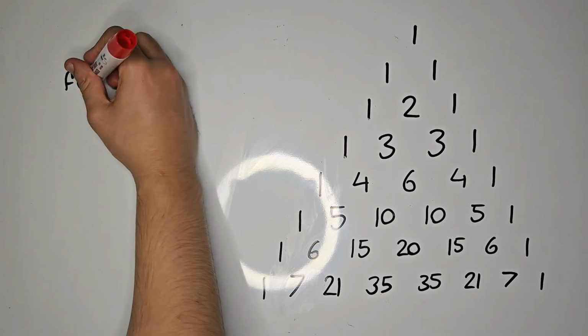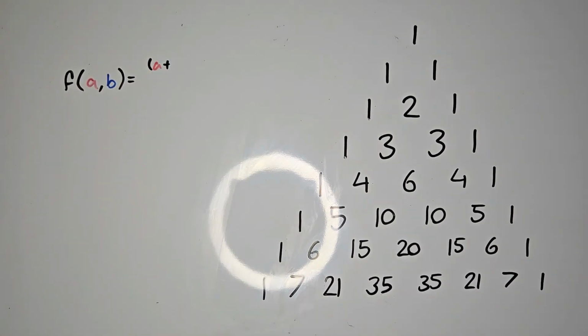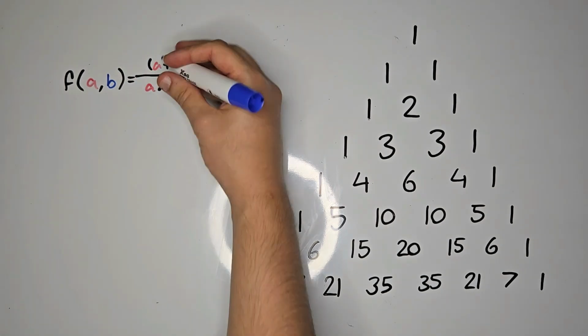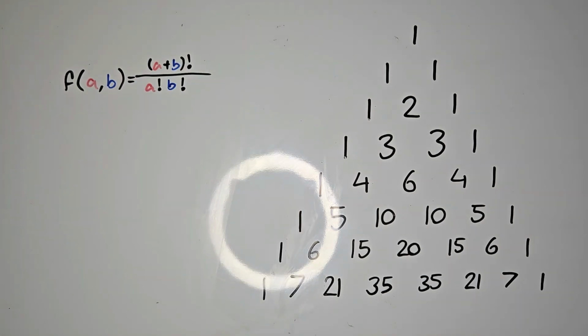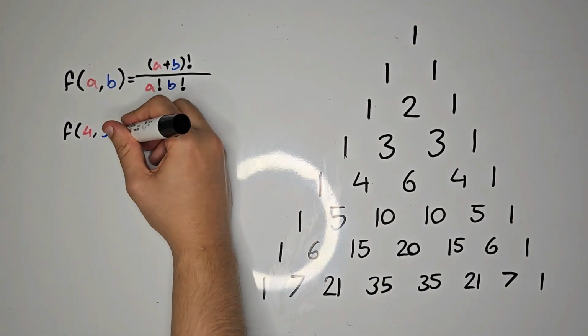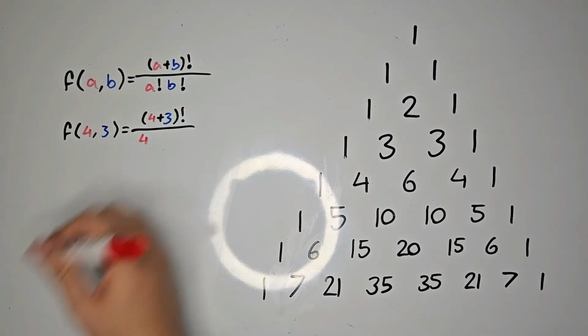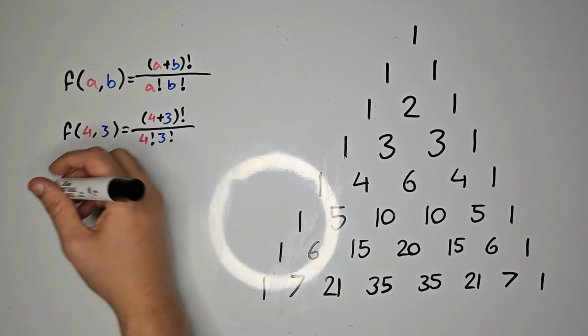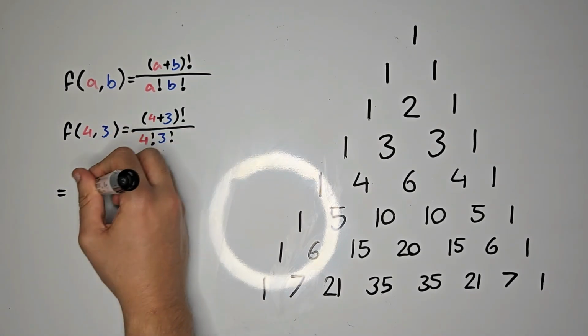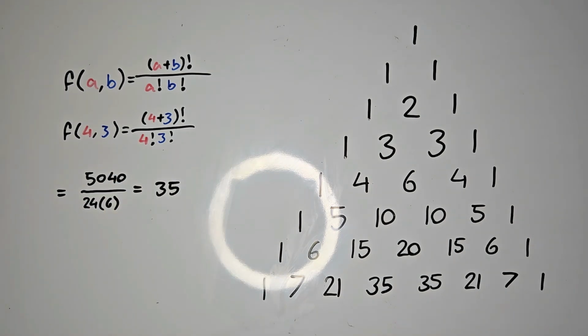But for this video, I'm going to use a different but similar function, which is defined as f of A, B is equal to A plus B factorial divided by A factorial times B factorial. For example, f of 4, 3 is equal to 4 plus 3 factorial divided by 4 factorial times 3 factorial, which is equal to 5040 divided by 24 times 6, which is 35.